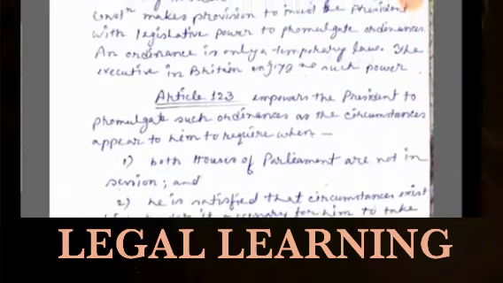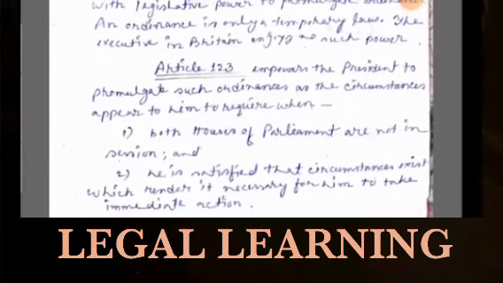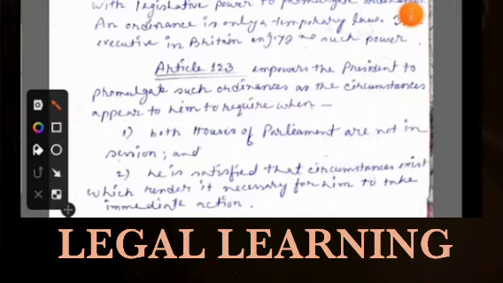Okay. If you read Article 123 clause 1, the President can promulgate such ordinances when the circumstances appear to him to require it, when both the houses of Parliament are not in session. Both the houses means Lok Sabha and Rajya Sabha. These two houses are not in session, and he is satisfied that the circumstances exist which render it necessary for him to take immediate action. That means there is some kind of emergency. Immediate action is required. Done.